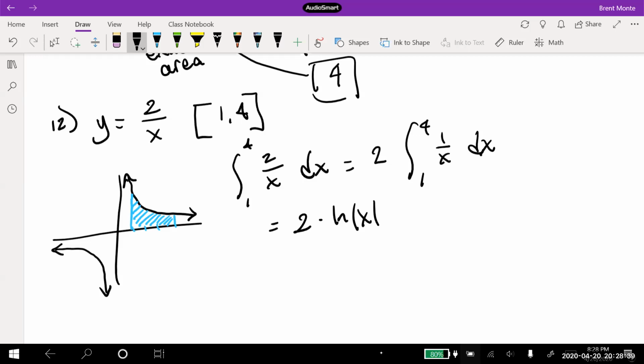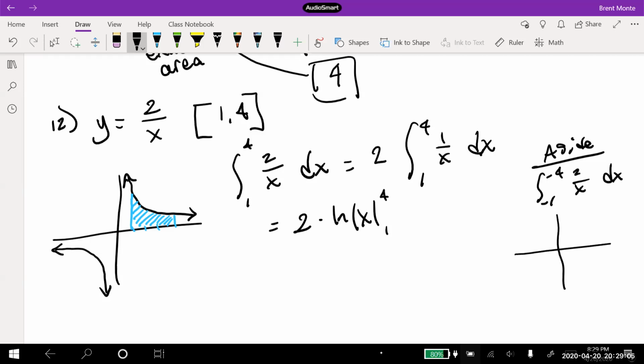We do the absolute value, and we're going from 1 to 4. By the way, here's why we do the absolute value. Because if this problem was, say, -1 to -4, we'll call this an aside. If this was the integral -1 to -4 of 2 over x dx, well, now what's happening, we have the same graph.